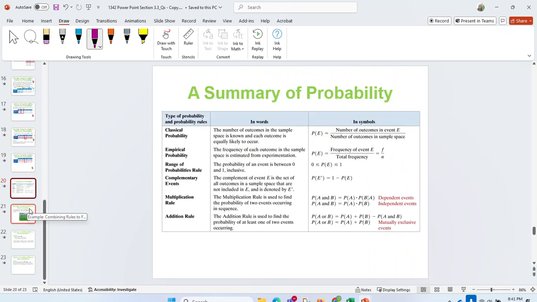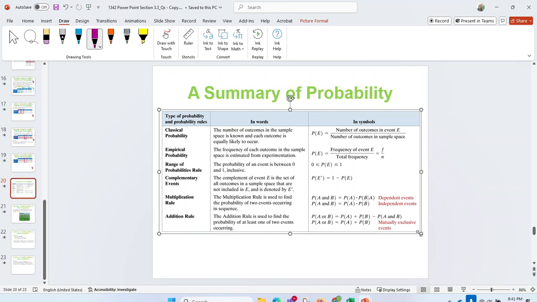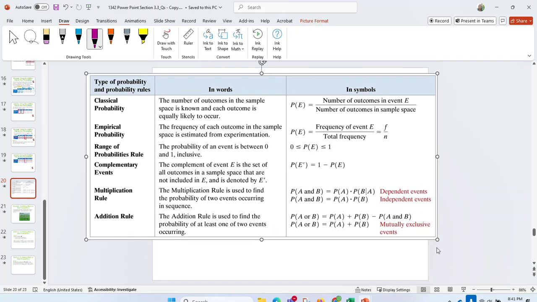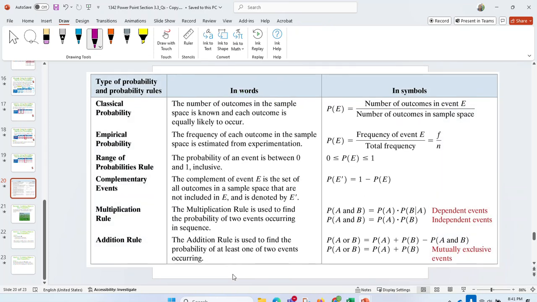Now a little summary of this whole probability chapter. Let me make it a little bit bigger so you can see it. Classical probability: you use the number of outcomes in the event divided by the sample space. The sample space is the total, right? For empirical probability, you use the frequency of the event E divided by the total frequency. Remember, probability is always between 0 and 1.